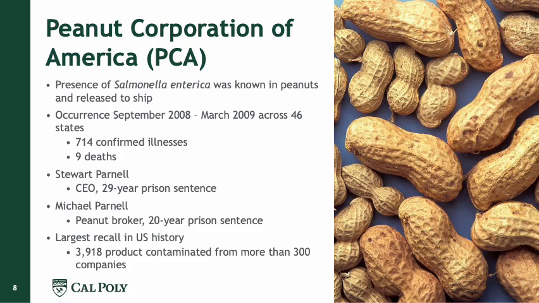Another example is Peanut Corporation of America. They knew of the presence of Salmonella enterica in peanuts, and they released the shipment. This was mainly a cross-contamination problem, and this happened between September 2008 and March 2009, and across 46 states, 714 confirmed illnesses. So this is a huge outbreak, and 9 deaths. So this is very, very bad. And the people responsible for this were sentenced to prison for many years.